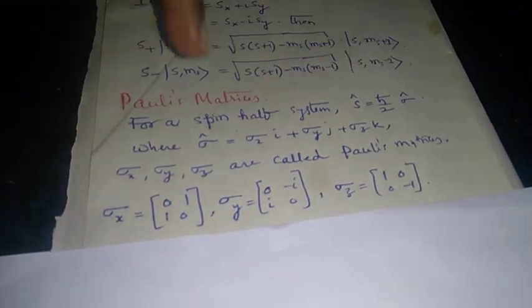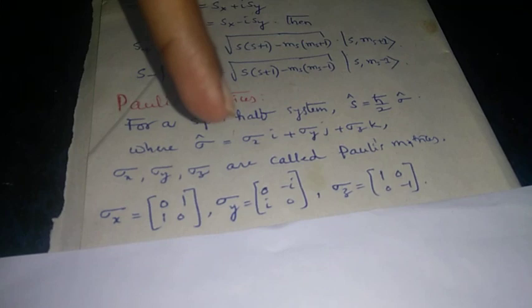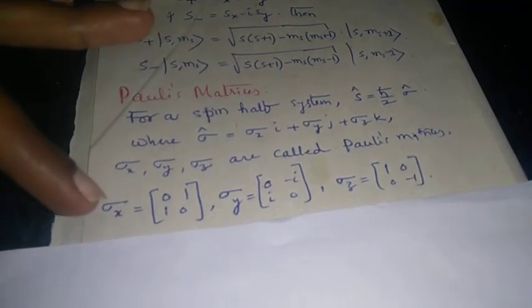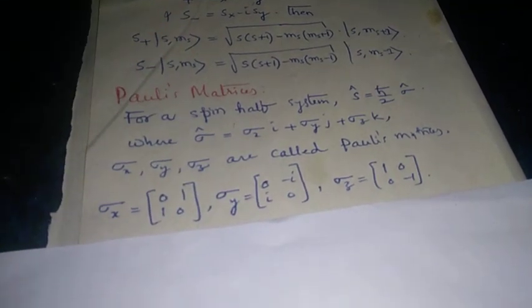Next in the discussion are the Pauli matrices. For a spin half system, this S operator can be written as ħ by 2 into sigma, where sigma is expressed in terms of its components sigma x, sigma y, and sigma z, which are called the Pauli matrices, and they are defined like sigma x is equal to 0 1 1 0, and sigma y is 0 minus i i 0, and sigma z is 1 0 0 minus 1.